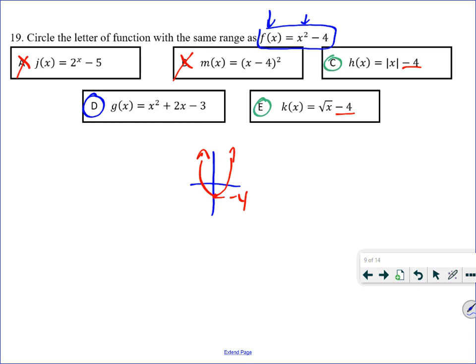2x minus 3. And so if you look at the graph, what you see is you have the same function that you were looking at before, but it has been shifted to the left a little bit, like that. But it has the same range.